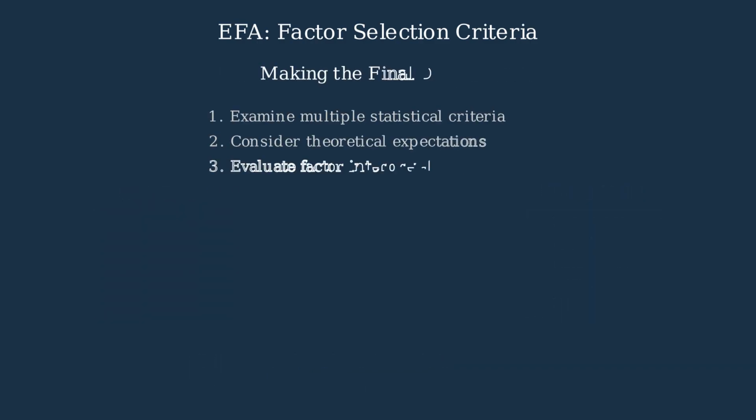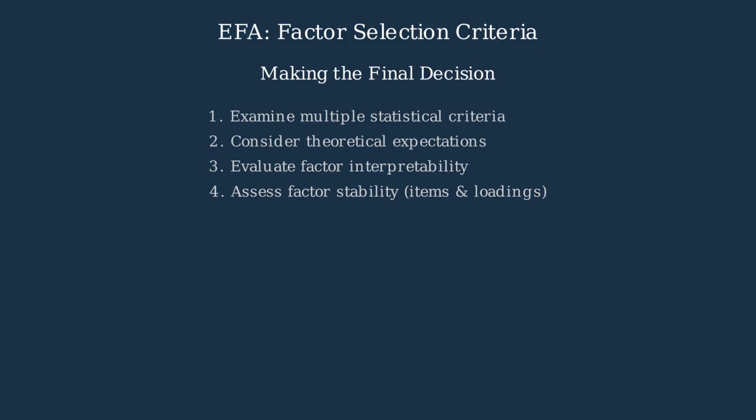When making your final decision about how many factors to retain, follow a systematic process. First, examine multiple statistical criteria rather than relying on just one. Second, consider your theoretical expectations. Third, evaluate whether each factor can be meaningfully interpreted. Finally, assess factor stability in terms of the number of items and their loading strengths.